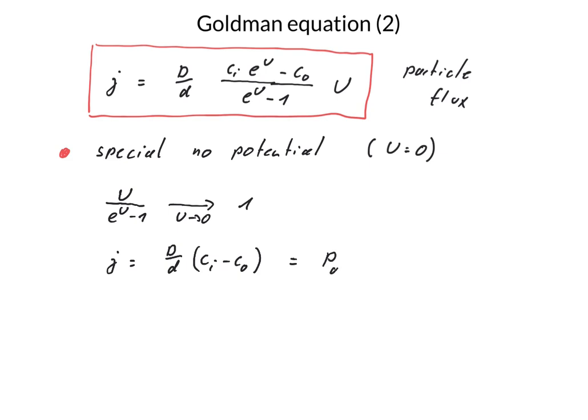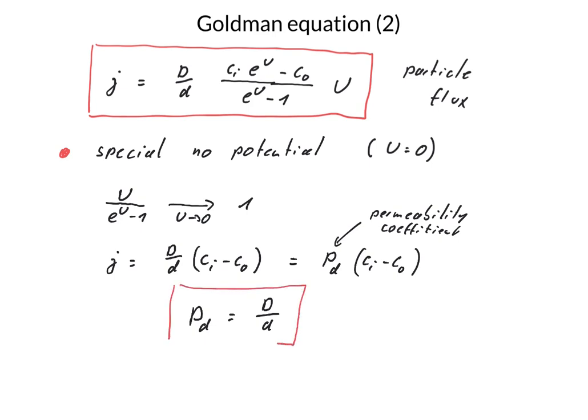Now, last week we considered also that the flux you could also express in terms of the permeability coefficient, P D, times the concentration difference between inside and outside. Hence, what we obtained here is a microscopic description of the permeability coefficient, giving that the permeability coefficient is equal to D divided by the thickness of the membrane. Hence, it's given by diffusion.